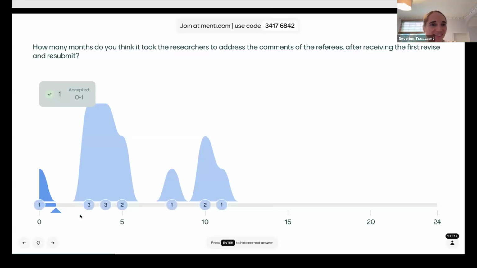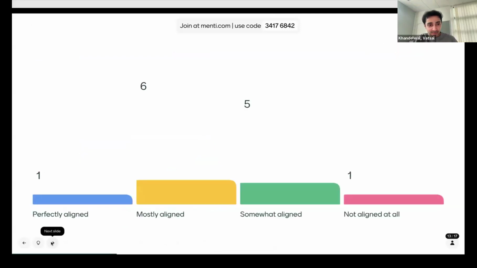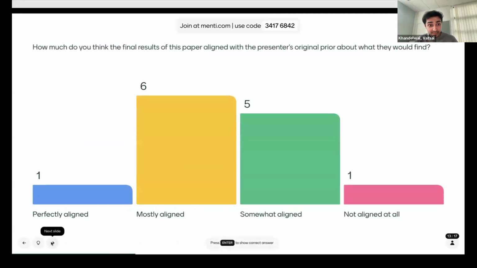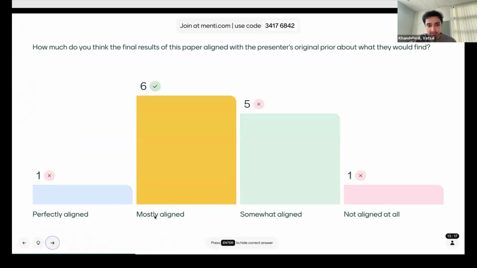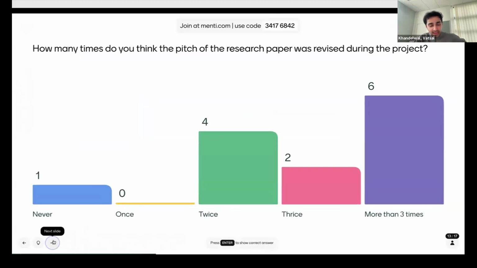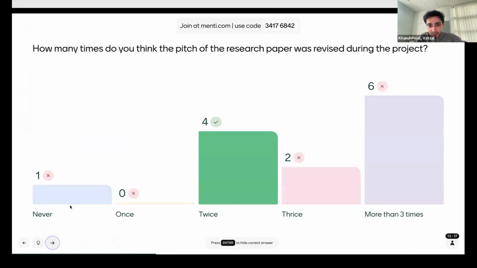Good. All right, let's take a few more questions now. The next question is, how much do you think the final results aligned with the presenter's original prior? And you said mostly aligned, and that's what the audience also said. And then we have a question related to what we've been speaking about. How many times do you think the pitch of the paper was revised? You said twice. So I actually have a follow-up question on that.